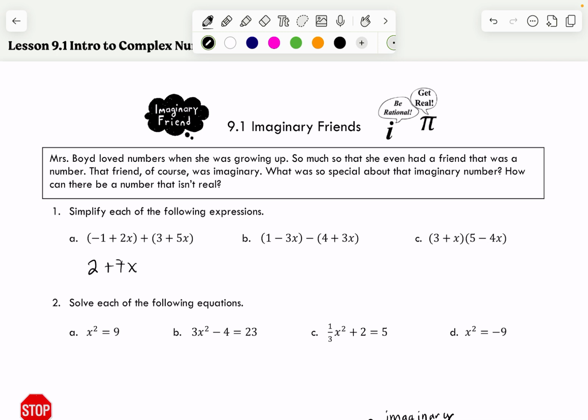Letter B, we need to distribute this negative sign. That is one thing a lot of people forget to do, and it messes them up. And now we combine like terms. So 1 minus 4 is negative 3. And negative 3x minus 3x is minus 6x.